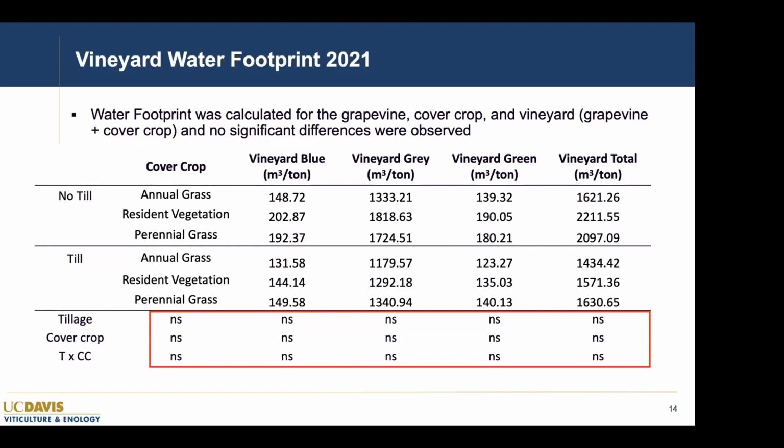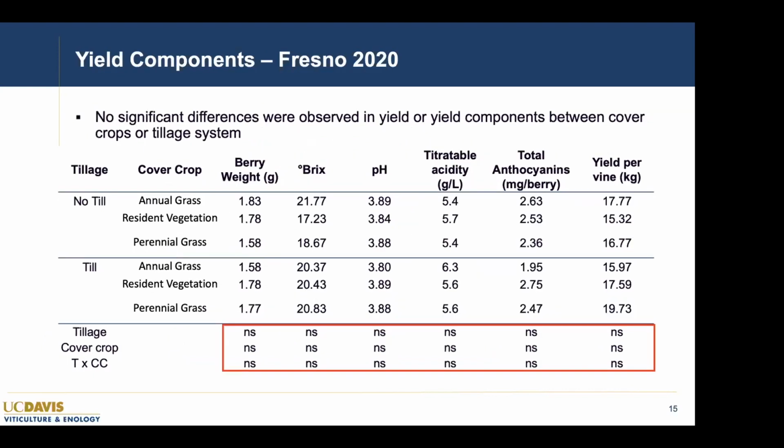And in 2021, we again saw no differences among water footprint of the vineyard nor its components. In 2020, we also saw no changes to yield or yield components when we looked at berry weight, degrees Brix, total sugars, pH, TA, anthocyanins, or yield. And this may again indicate that a new cover crop like this low stature permanent grass, or perhaps implementing a no-till system, can be put in irrigated vineyards with no effect on production, but still improving early season water status.